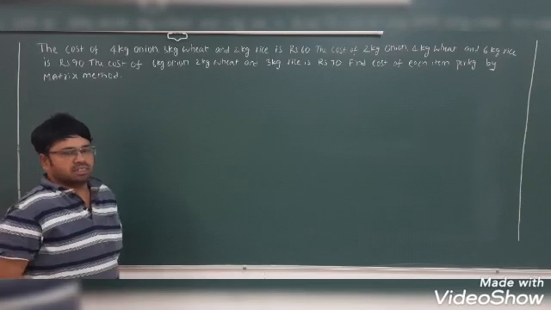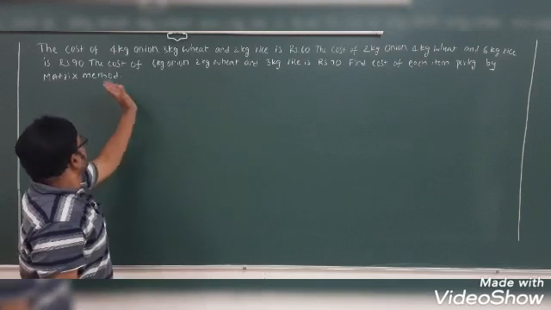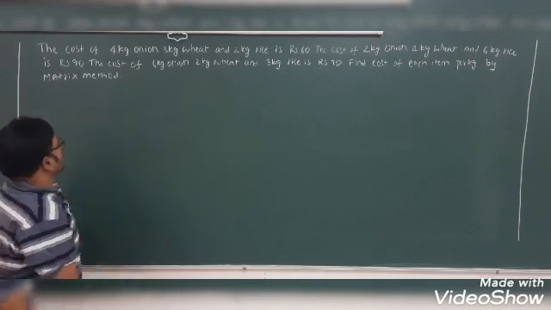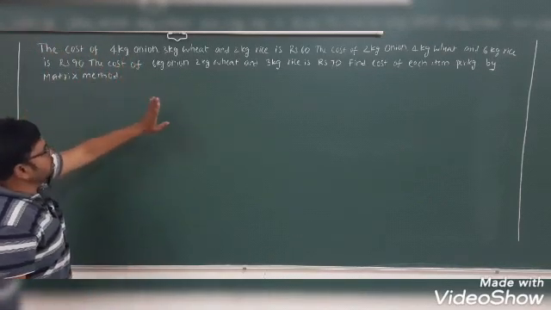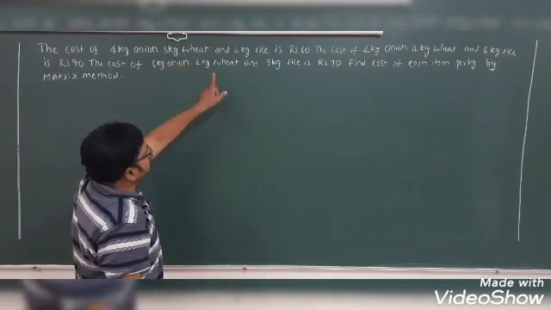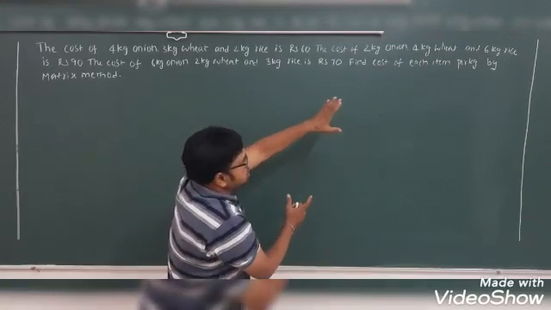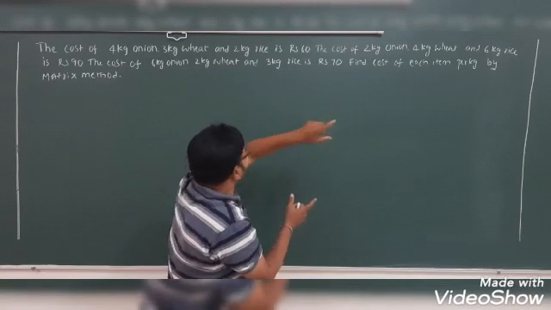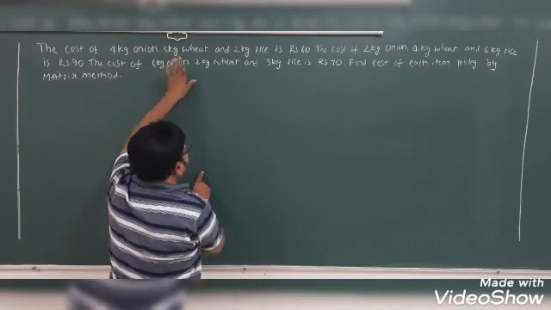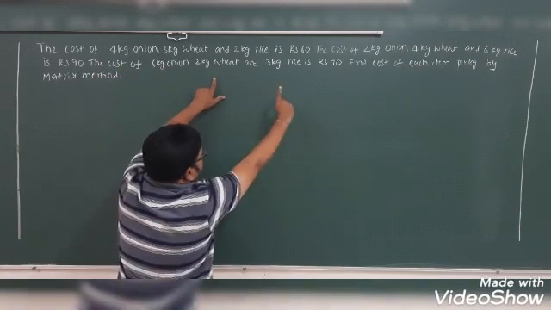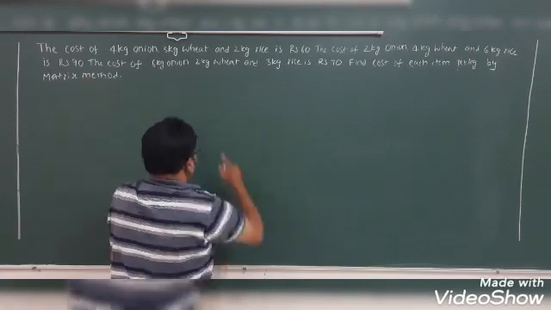Good morning, students. The next numerical is to solve the equations using the matrix method. This is the next application of the problem. The cost of 4 kg onion, 3 kg beet and 2 kg rice is rupees 60. The cost of 2 kg onion, 4 kg beet and 6 kg rice is rupees 90. The cost of 6 kg onion, 2 kg beet and 3 kg rice is rupees 70. Find the cost of each item per kg by matrix method.